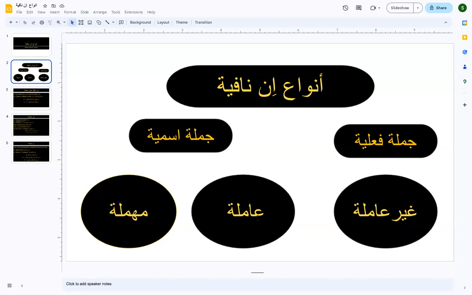And when it works, when it is amila, it acts the same way as Laysa. As I have told you, its khabar is nasb in status and its ism is raf in status. Just like Laysa's ism is raf in status, in the same way in's ism is raf in status and the khabar is nasb in status. Is this clear, my dear sisters?